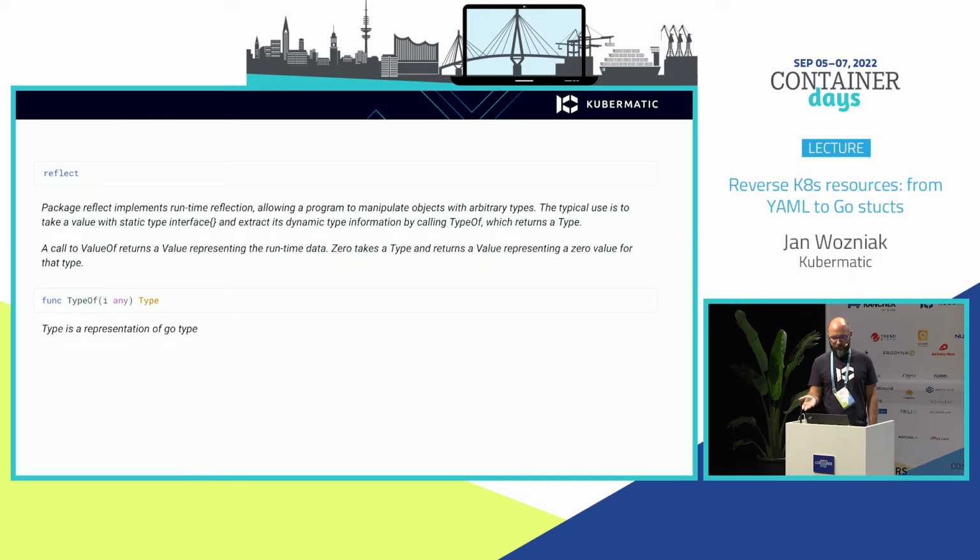You get any interface, you can call TypeOf or ValueOf to get various properties of the interface and the underlying structure. With TypeOf, you will get the structure and the package that it imports. With ValueOf, you get the actual content of the interface.